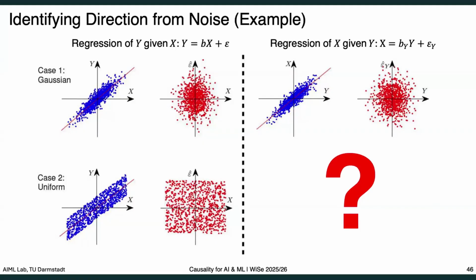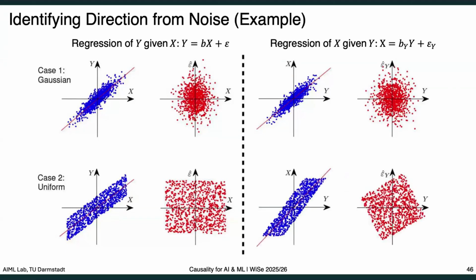Now, having seen the Gaussian example and now the first uniform part, do you have any vague intuition, idea, or just a guess what might be different if we now regress x on y, so the other way around? All right, let me show you. In that case, we can just simply do it and we get this result.